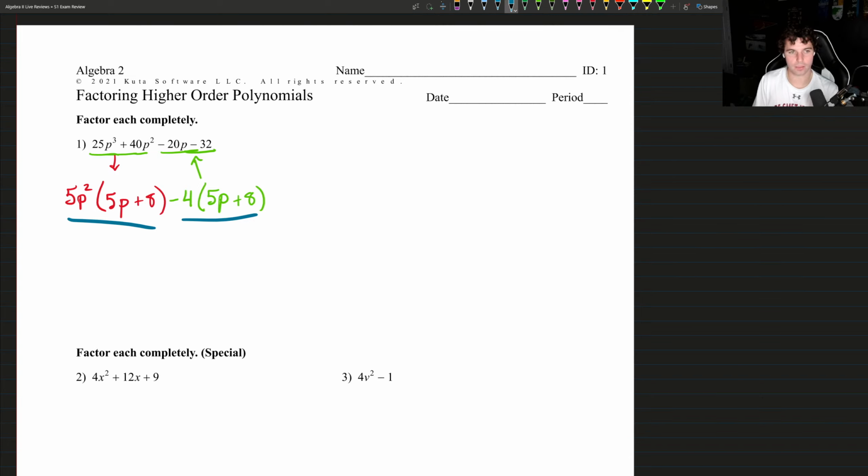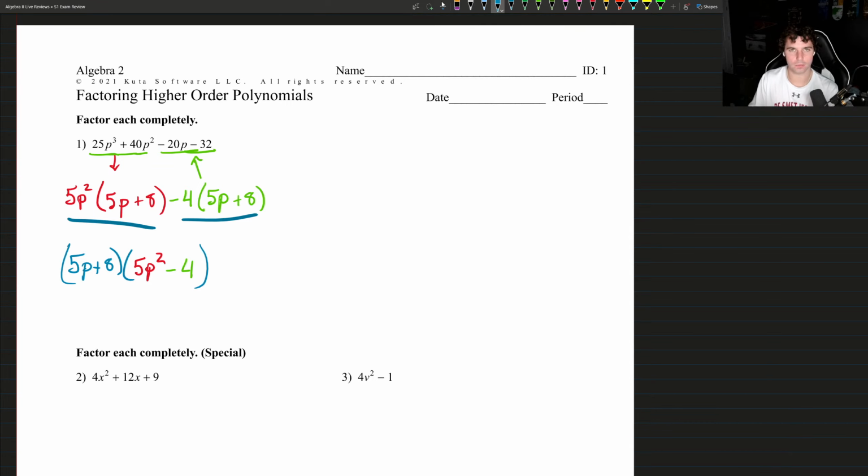The greatest common factor between those two would be 5p plus 8. So if we factor out a 5p plus 8, we just have to ask ourselves what's left. The only thing left when we pull 5p plus 8 out of 5p squared times 5p plus 8 is just the 5p squared. If we pull that same thing out of negative 4 times 5p plus 8, what's left is just that negative 4. And once we get this, we're totally factored.